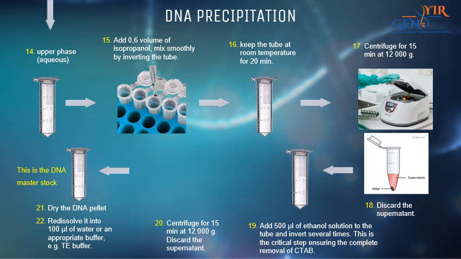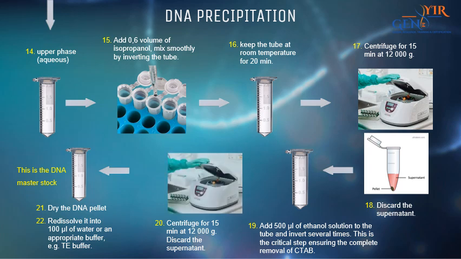Discard the supernatant. Add 500 microliters of ethanol solution to the tube and invert several times. This is the critical step ensuring the complete removal of CTAB. Centrifuge for 10 minutes at 12,000 G force. Discard the supernatant. Dry the DNA pellet and redissolve it into 100 microliters of water or an appropriate buffer, for example TE buffer. This is the DNA master stock.